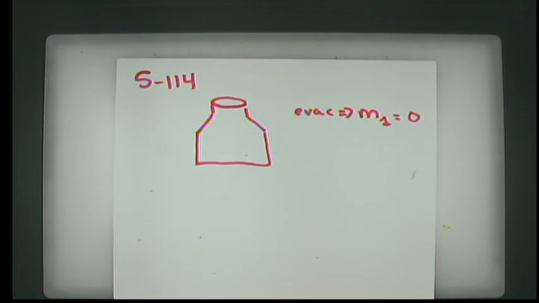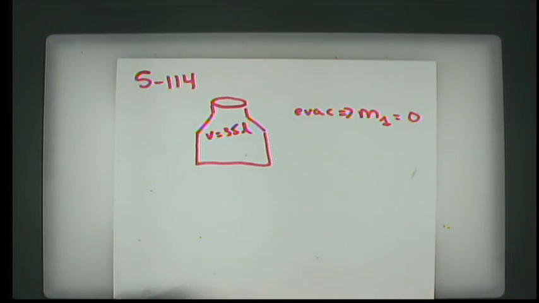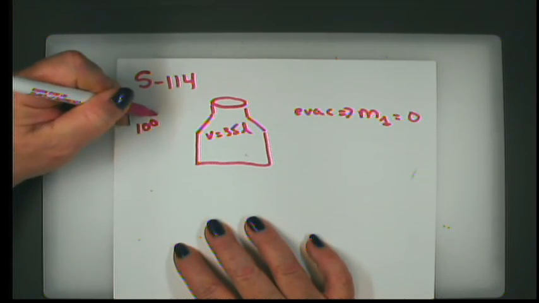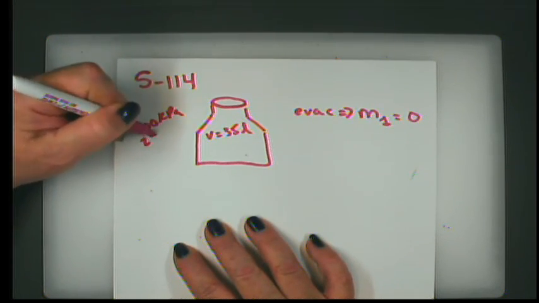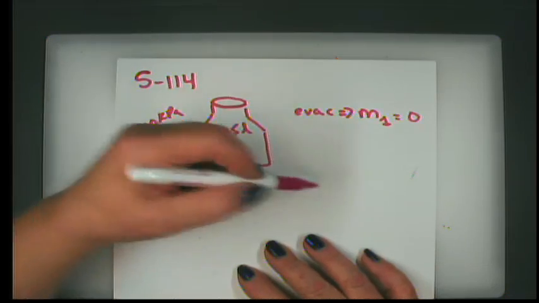The volume of this tank is 35 liters, which might require some conversions, and it is surrounded by atmosphere at 100 kPa and 22 degrees centigrade. The valve at the neck of the bottle is now opened, and the atmospheric air is allowed to flow into the bottle.